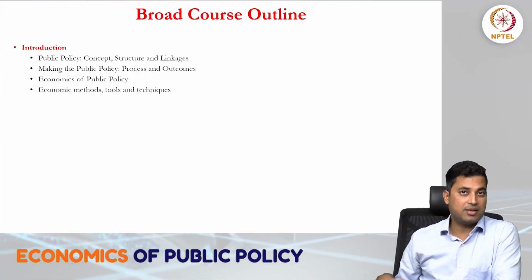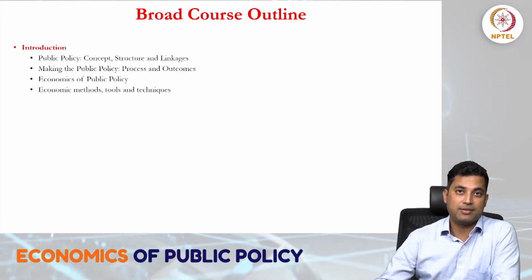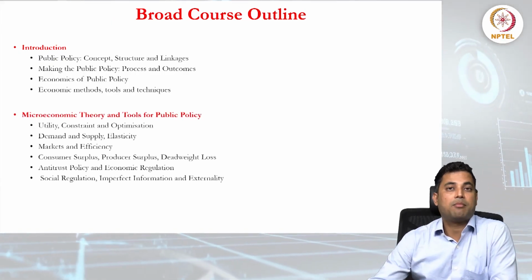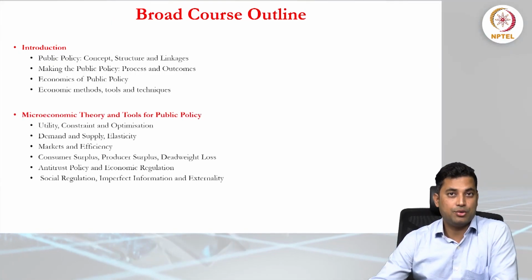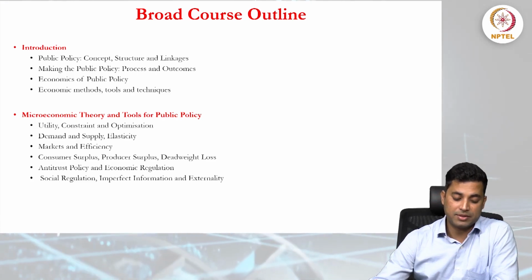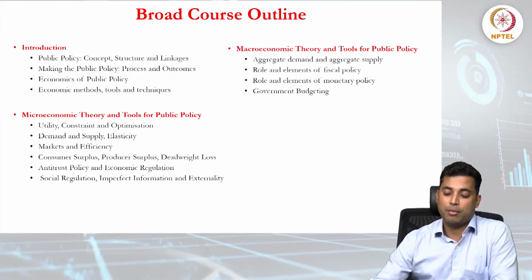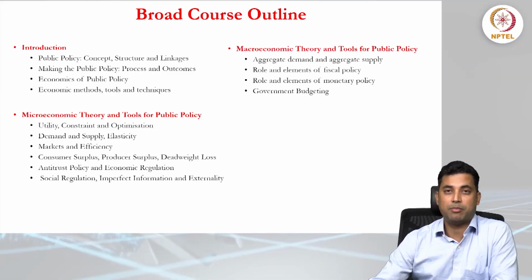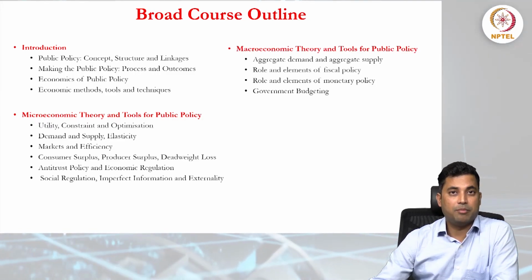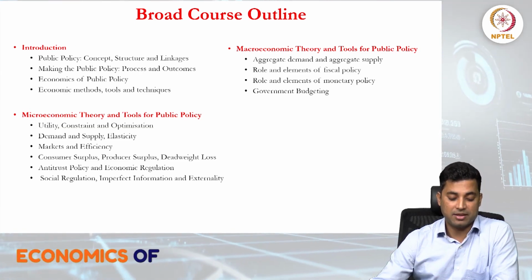So there are two branches of economics, as you know: microeconomics and macroeconomics. First we'll try to understand microeconomic theory and tools that can be used for public policy to understand problems, and then we'll also understand macroeconomic theory and tools for public policy. In microeconomic theory and tools, we'll begin with utility, constraints and optimization.